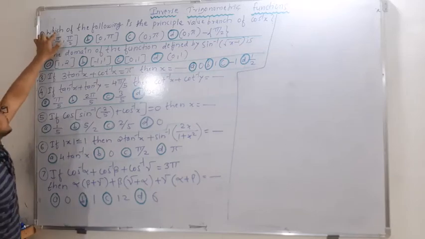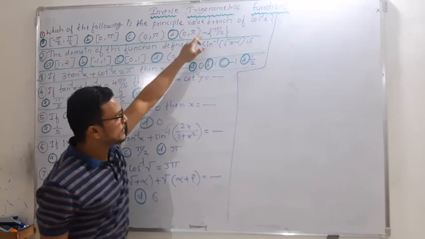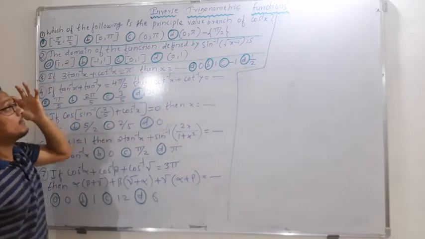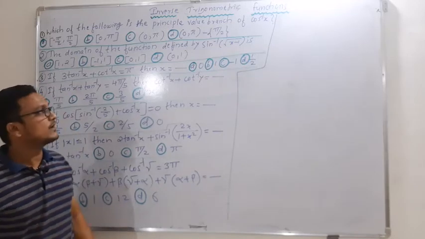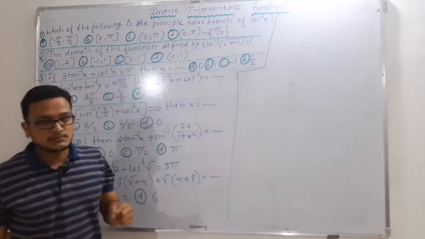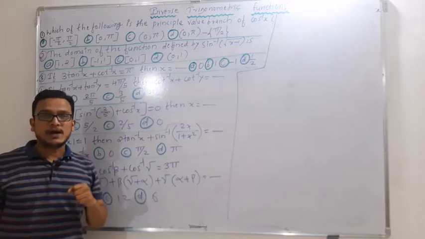Which of the following is the principal value branch of cos inverse x? So this principal value branch is also called as what? Range of the function. Here in the theory exam, it might be a 1 mark question, it was very important. That table might be in your book, right?